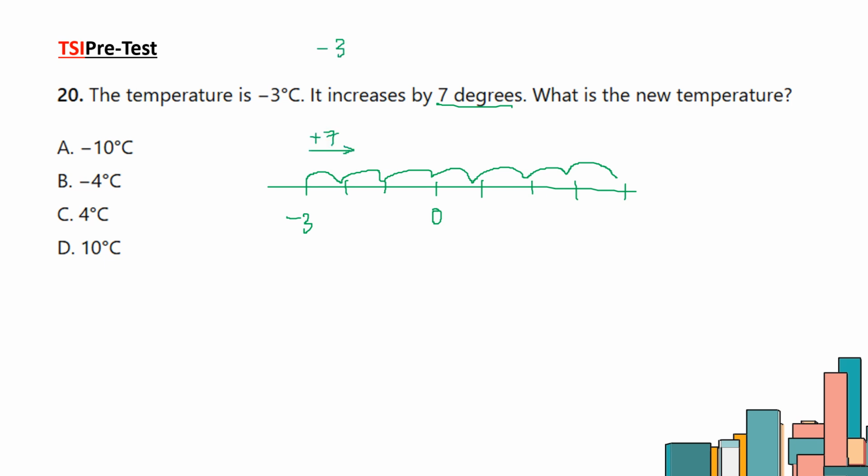So negative 3, you add 7, and this one is positive 4, because you see 1, 2, 3, 4 after negative 2, negative 1, and 0. So that mark right here is 4. It's the same thing when doing negative 3 plus 7, which equals 4. You see 7 is bigger than 3, so the sign of the result belongs to the bigger number, so it's positive 4. So C is the correct answer.